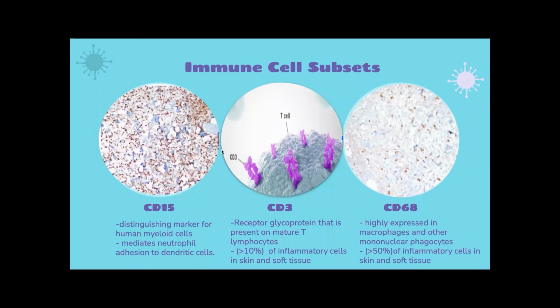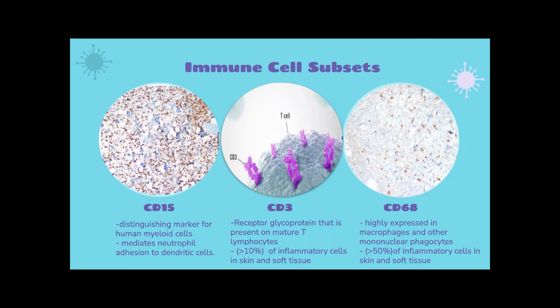And overall, in relation to the immune cell subsets that are involved in mounting the immune response against Aspergillus, CD15, CD3, and CD16A are some of the major markers that are noted in the literature. In relation to CD15, it is a distinguishing marker for human myeloid cells and mediates neutrophil adhesion to dendritic cells.